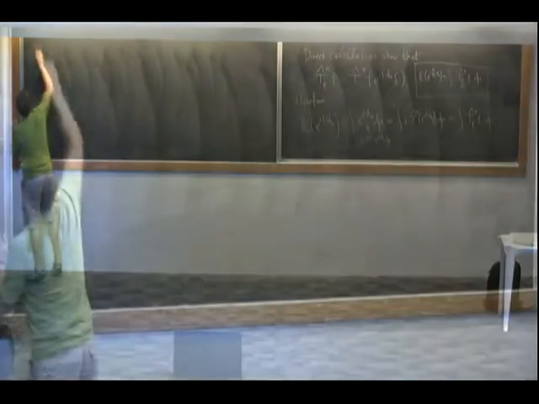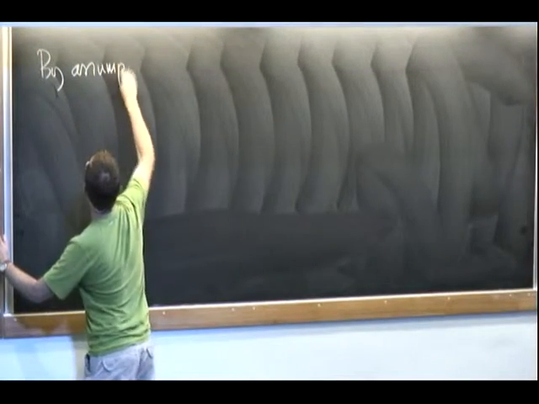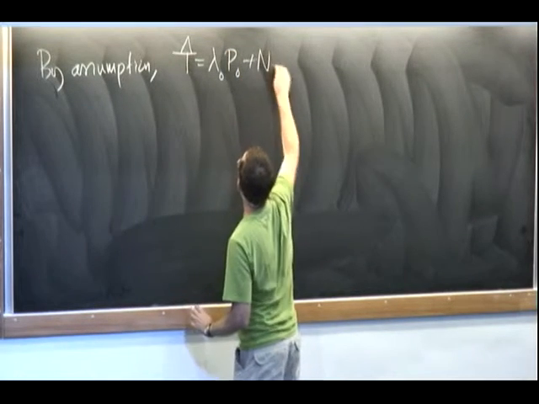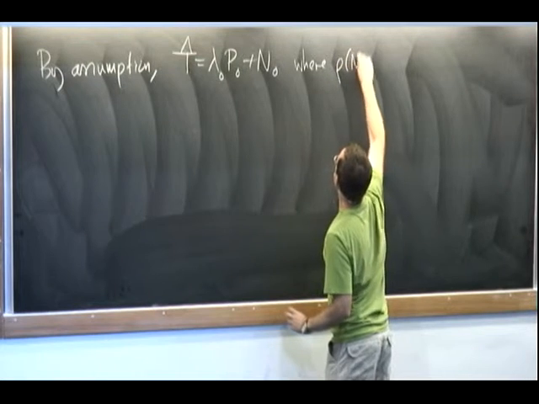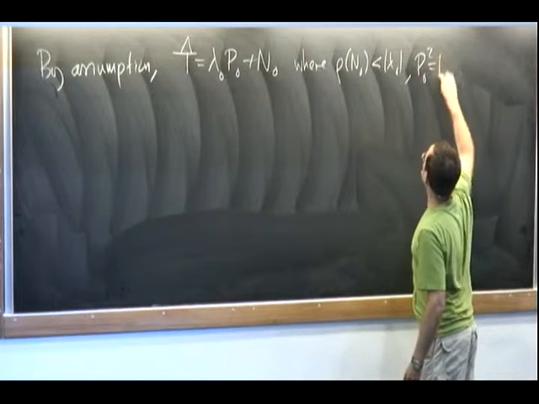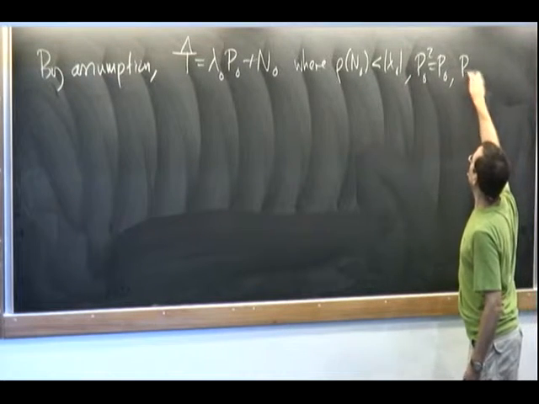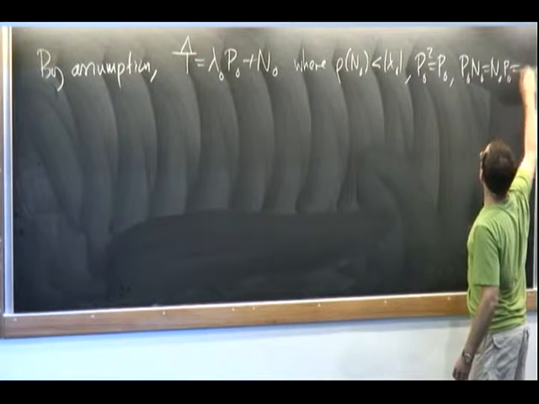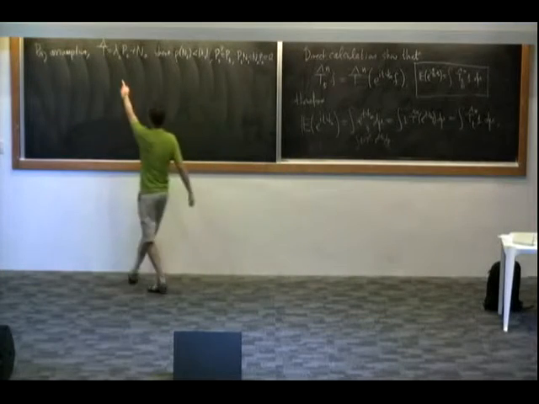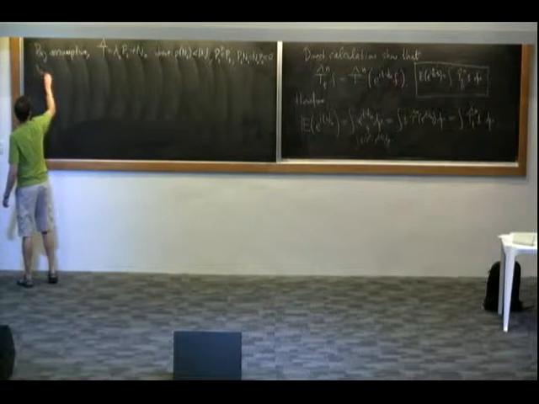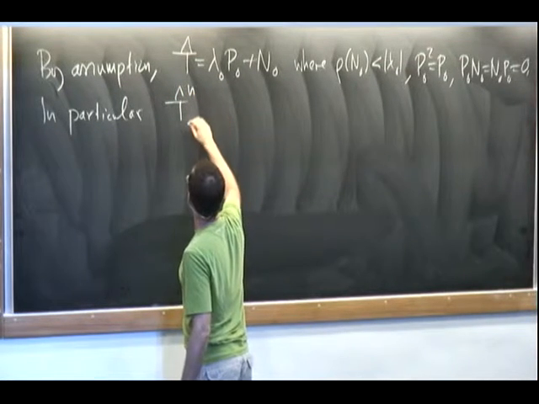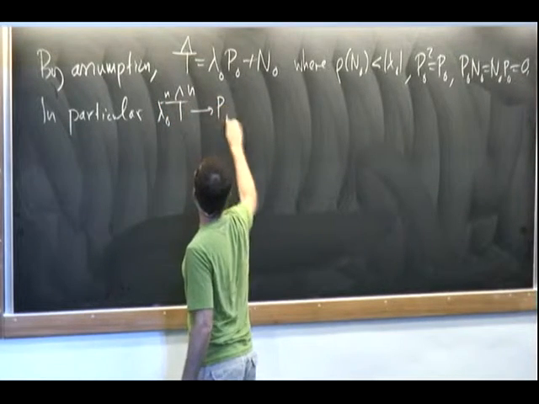So we assume that T has spectral gap. By assumption, T̂ is equal to λ0 P0 plus N0, where N is small, and P is a projection, and P0 N0 is N0 P0 is 0. Now, because T is a transfer operator of a mixing map, then we know what's λ and what's P. So this means that T̂^n converges to P0 by mixing.